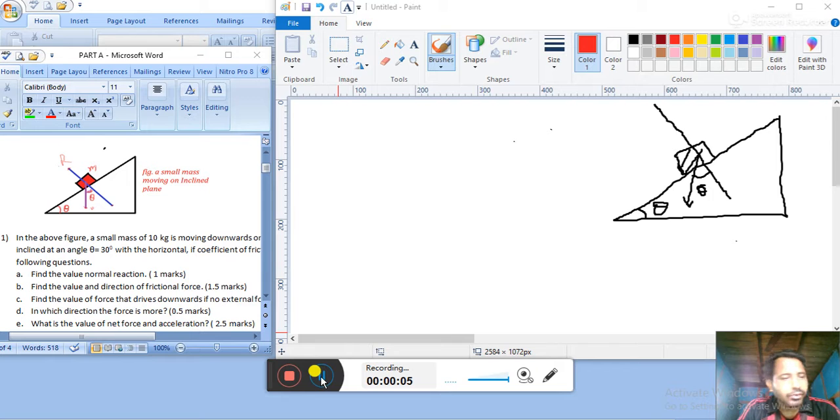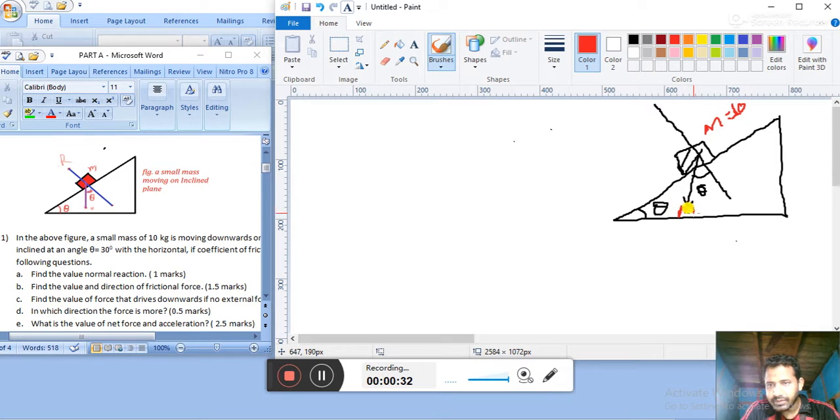Today I am going to solve question number 1, and here is an inclined plane. The angle between them is theta, and here also it will be theta. This mass is given as 10 kg, so I am writing m equals 10 kg. Now next thing, what is given? Another thing, we know the mass is given as 10 kg, and its weight will be mg.